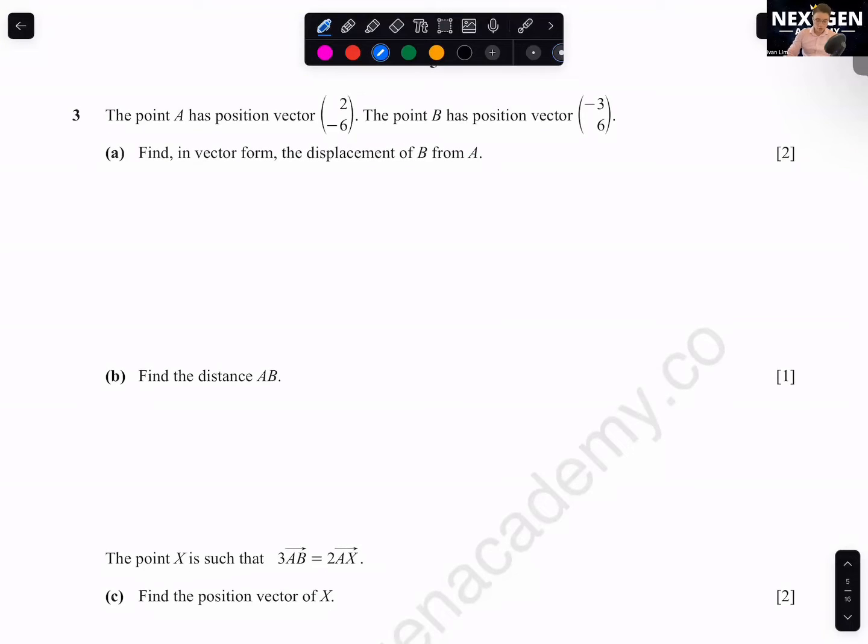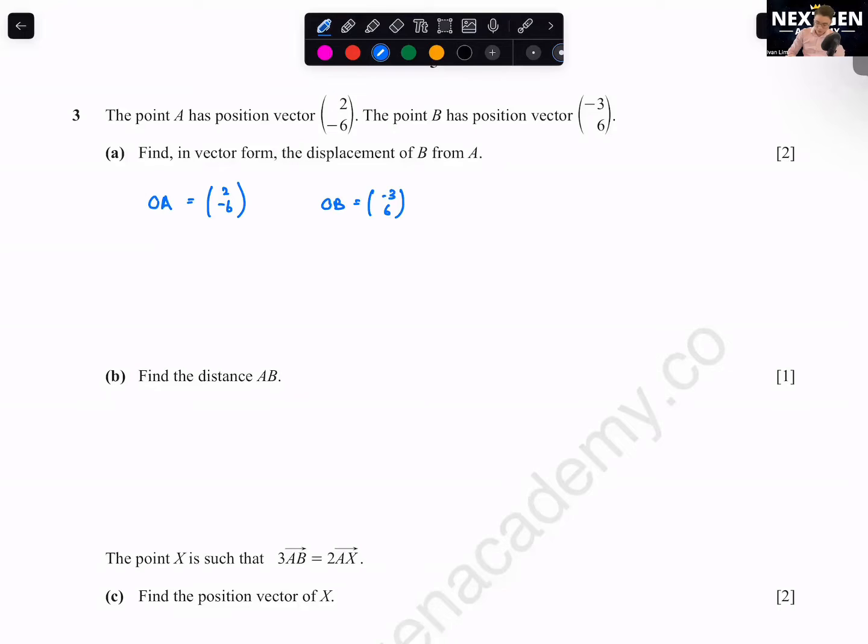Question 3. The point A has position vector (2, negative 6). Point B has position vector (negative 3, 6). Find in vector form the displacement of B from A. What is the meaning of position vector? Position means O, starts from O. So OA is equal to (2, negative 6), and OB is (negative 3, 6).